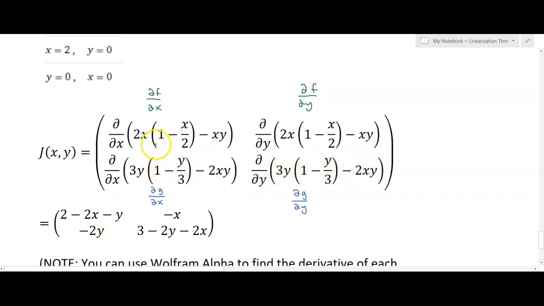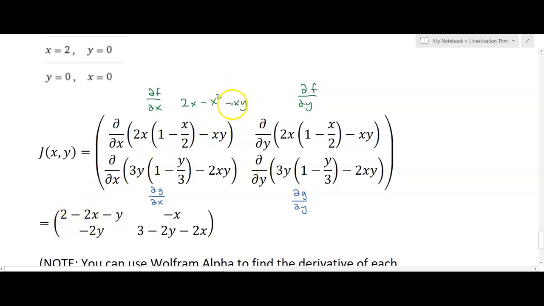If you haven't taken Calculus 3 and you're viewing this and you're like, I don't know how to take partial derivatives, you can use Wolfram Alpha to find them. But the premise is kind of the same here. If you distributed the 2x, this would really become 2x minus x squared minus xy. The derivative of 2x with respect to x is 2. The derivative of x squared is 2x.